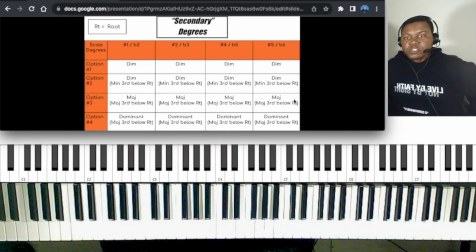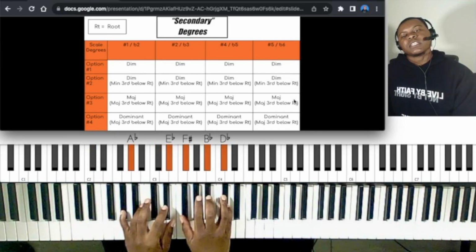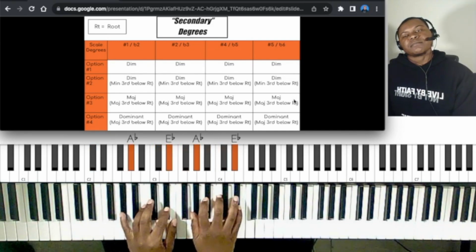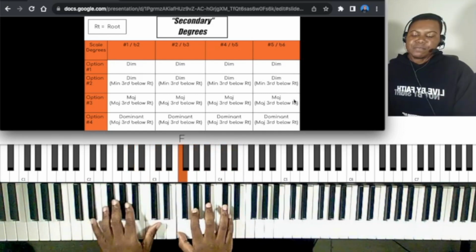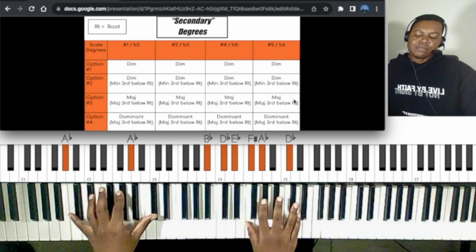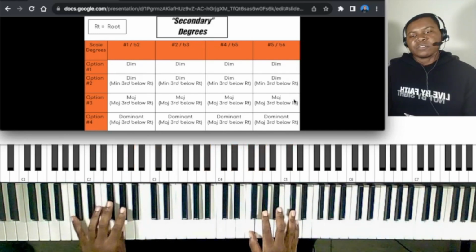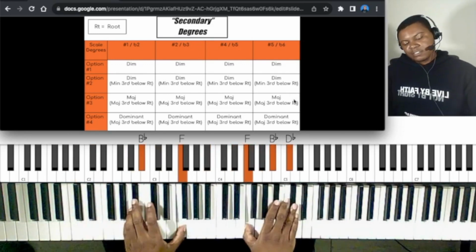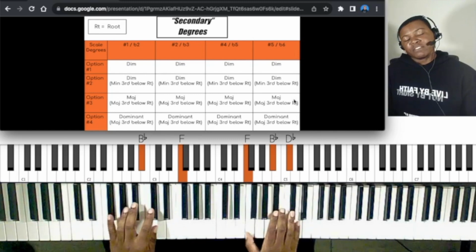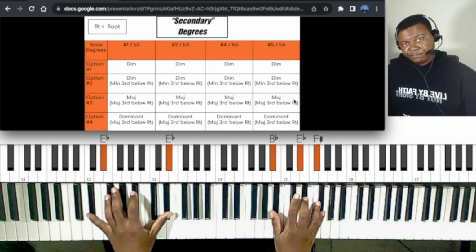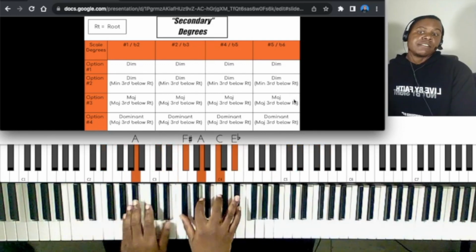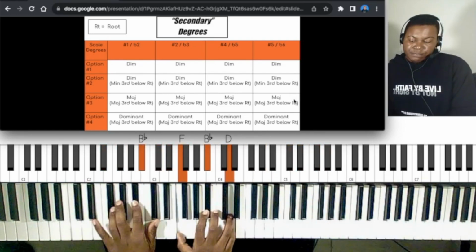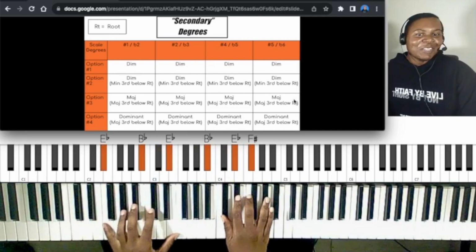Okay, so just to leave you with the song, to maybe play some of these, we can do Praise Him, going to the flat six to go to the six, going to the flat two to go to the two, six, flat six to go to the six, walk up from other video.